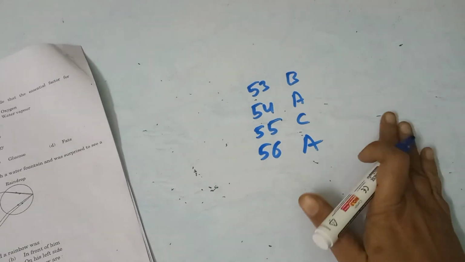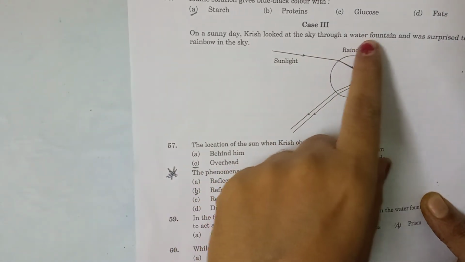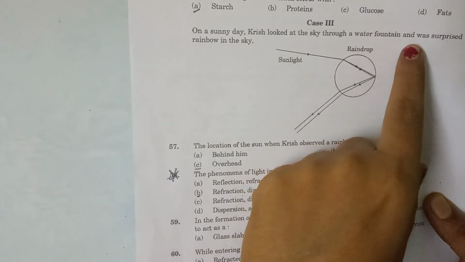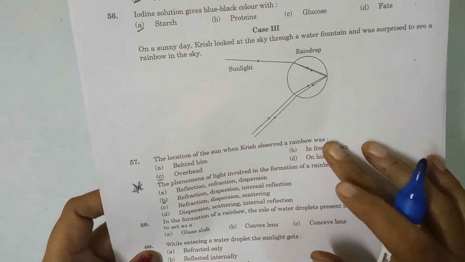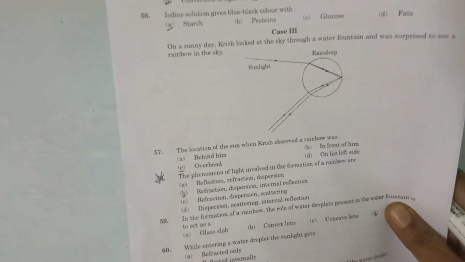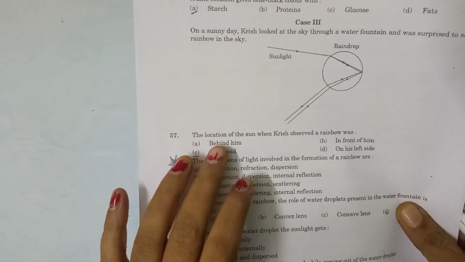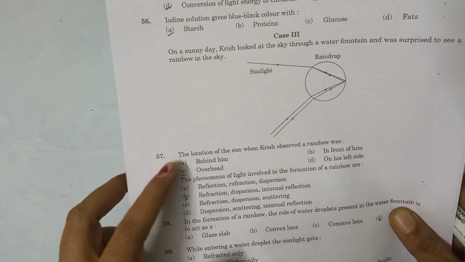In 57th question, on a sunny day, Krish looked at the sky through a water fountain and was surprised to see a rainbow in the sky. The location of the sun when Krish observed a rainbow: the rainbow is formed in front of him, the sun is behind him, because he is seeing the rainbow. So A is the right answer.